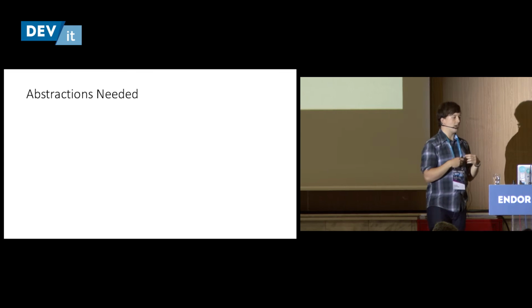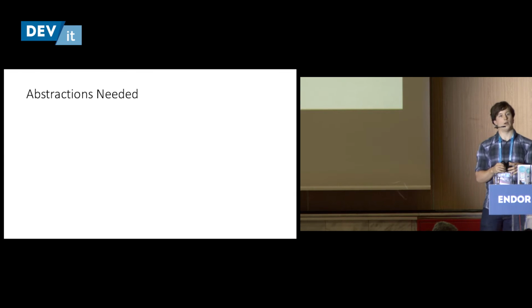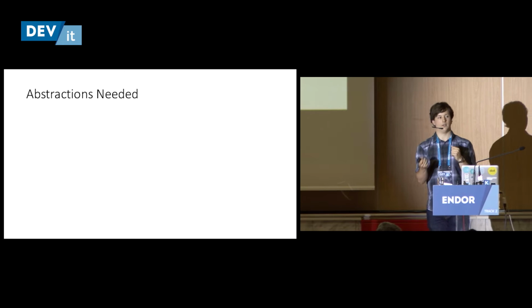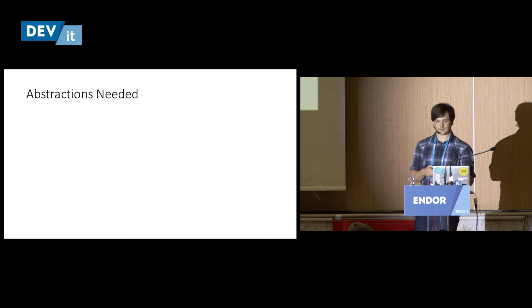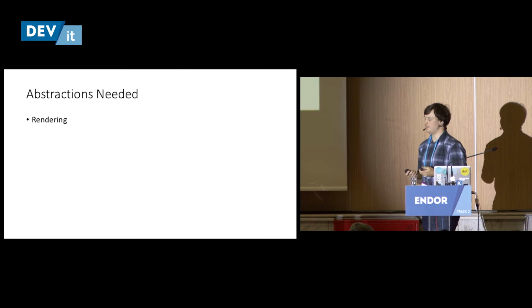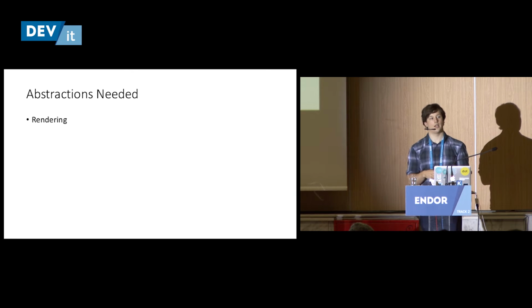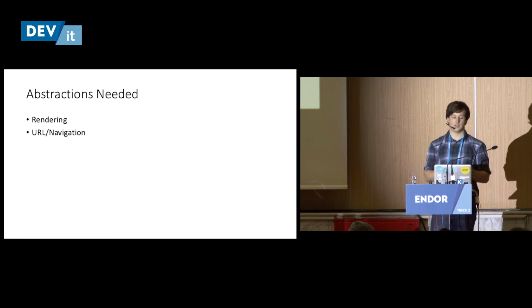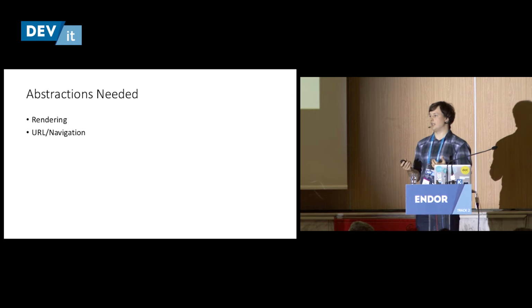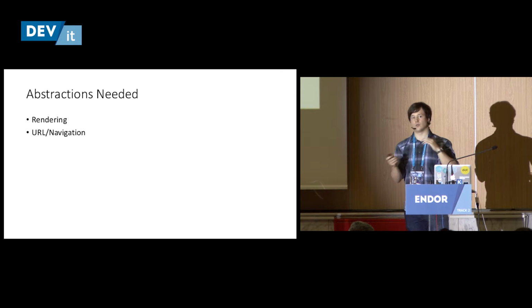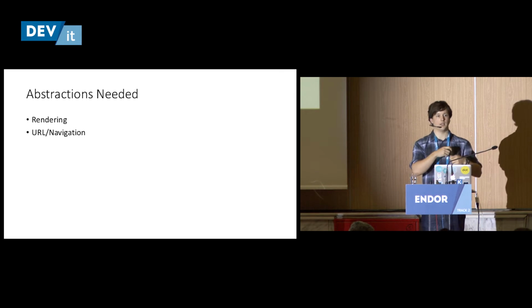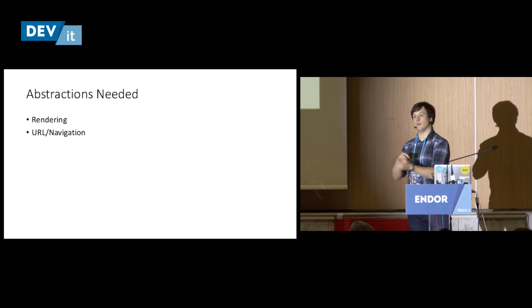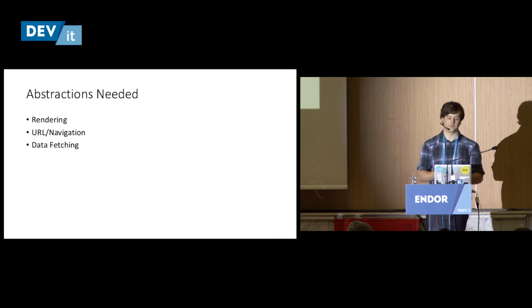So let's think about what you need to abstract. You need to abstract away anything that's different between your different environments, your server and your client. So that's the way that you render. On the server, we're going to render to a string. On the client, we're rendering into the DOM. It's the way we handle URLs and navigation. On the server, we have this request-response model. And on the client, there's this continuous history and push state going on.